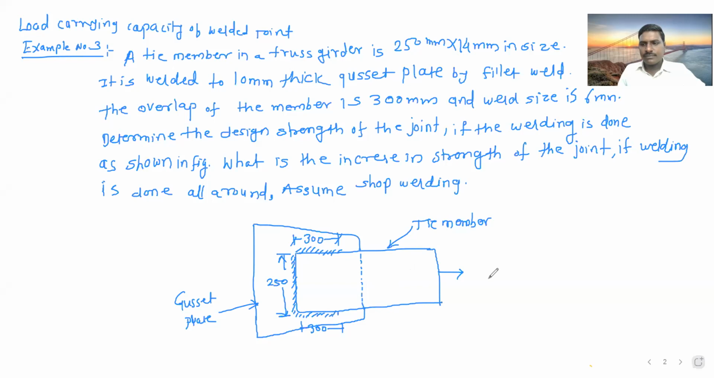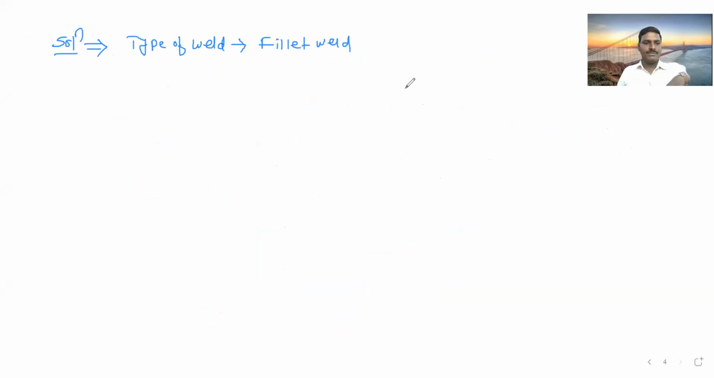No, sir. Okay, so now the problem statement we have written. Now we have to do the solution. In the solution, we have to know first which type of joint they have given, so type of joint or type of weld. Type of weld is a fillet weld. Fillet weld they have given.